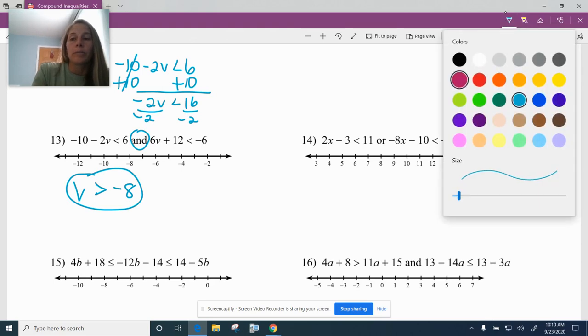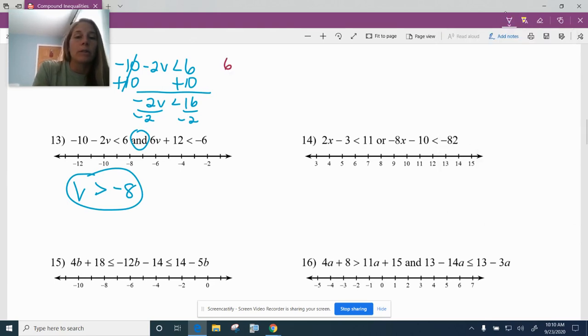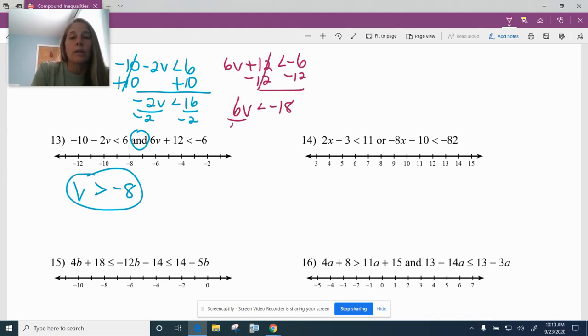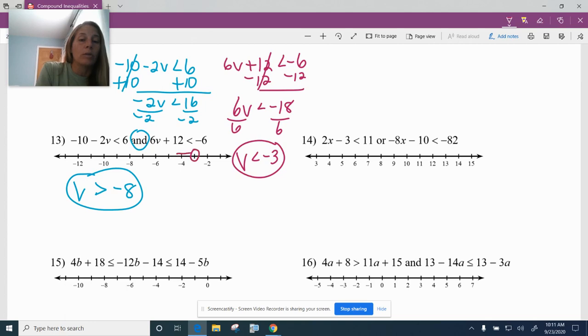Now let's do the other part. So the other part here was 6v plus 12 is less than negative 6. So subtracting the 12, get that v alone. It gives us negative 18 over here. Divide by 6, and v is less than negative 3. So now if I look at this, v is less than negative 3. Well, negative 3 is here, and I'm going to go to the left. But v is also greater than negative 8, so that's going this way.